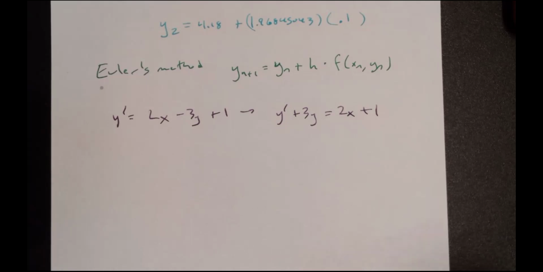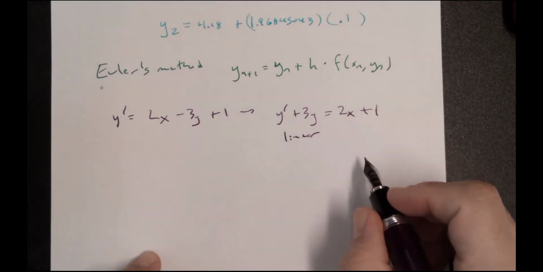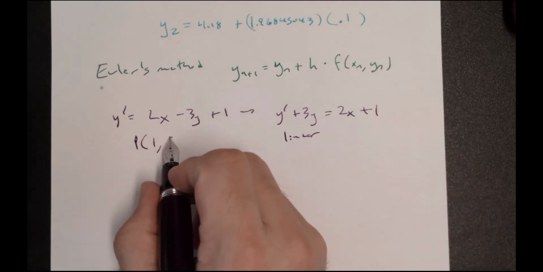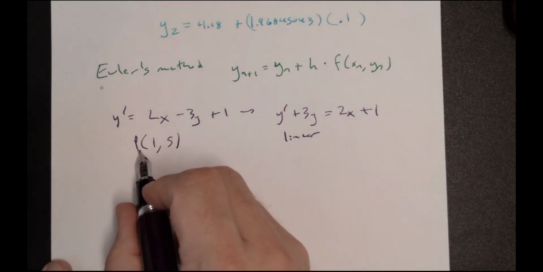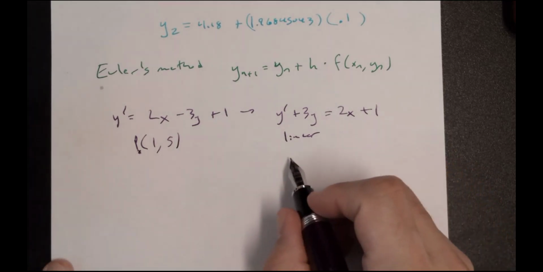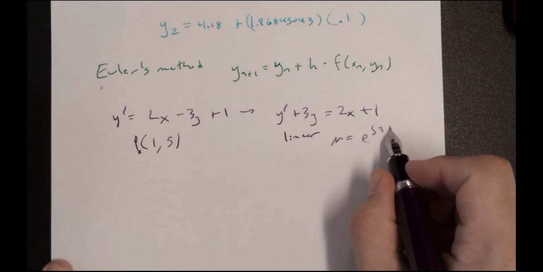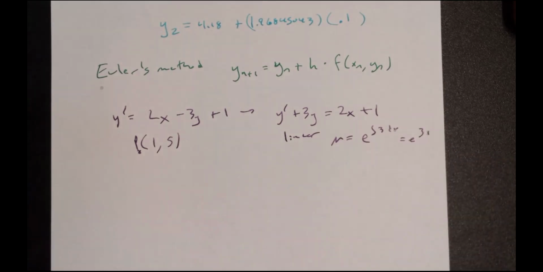Now, in order to do this, I need my initial condition, which I forgot to write down, 1, 5. That's my starting point. So I need mu, which is e to the integral of 3 dx, which is just e to the 3x, which means I'm going to have to do integration by parts, and then I'm going to have to solve for my initial condition. And oh, joy.